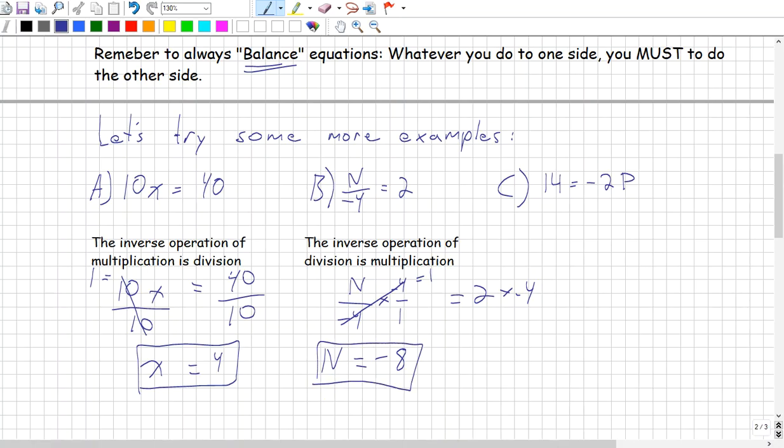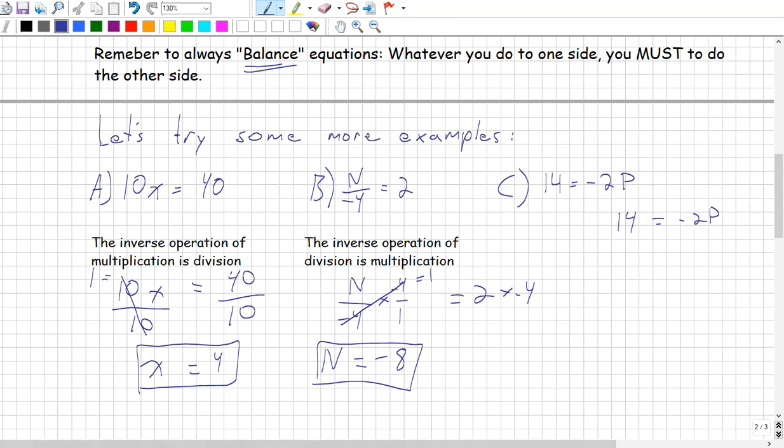Okay, so I multiplied both sides by -4. Another way to look at it is to just multiply by -4 on both sides, rather than having to write everything out to equal 1. That's okay too. The last example I have here is 14, which is equal to -2 times p.